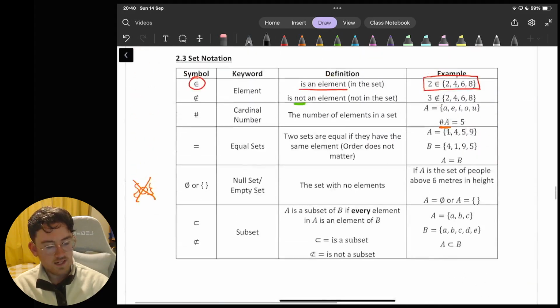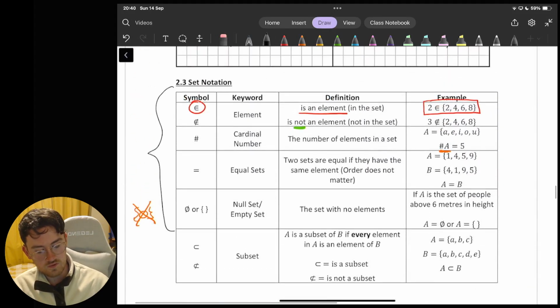Okay, so really here, practice of our first 4 types of symbol here, really important, and we're going to get into our subsets then in the next one.